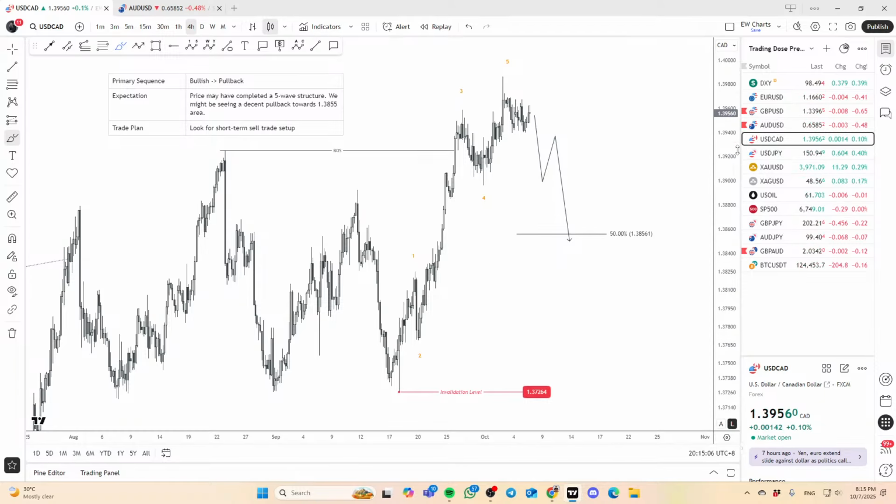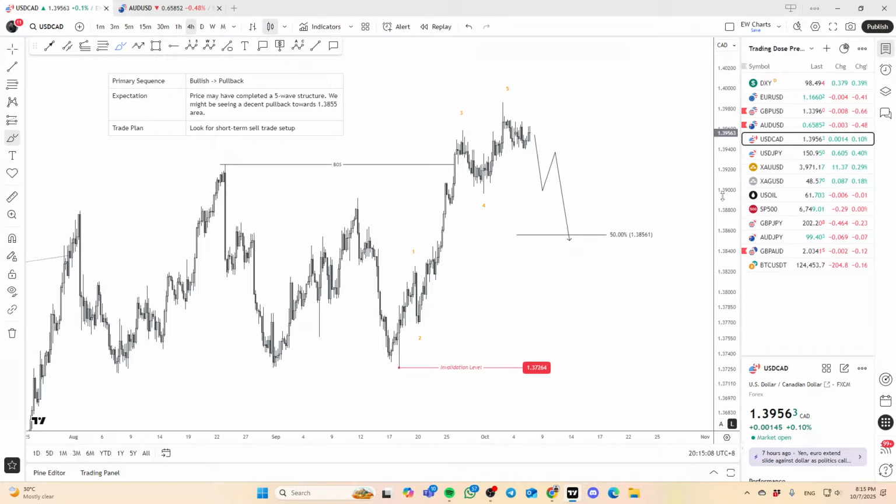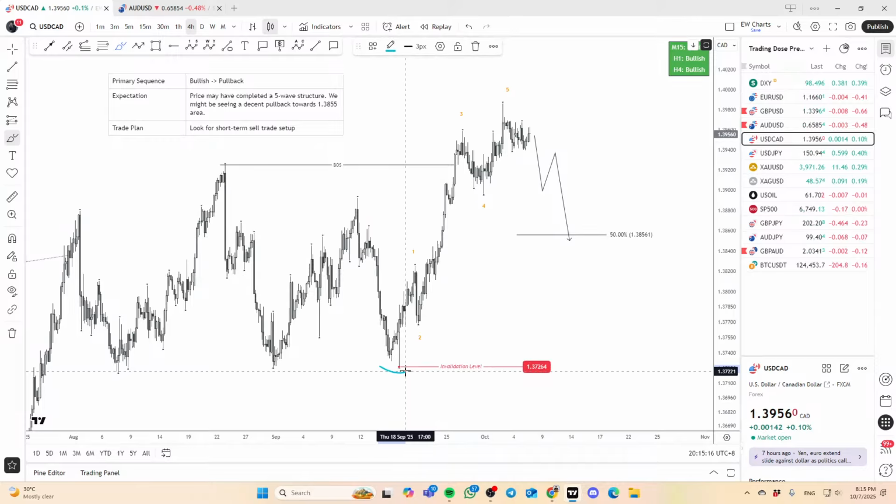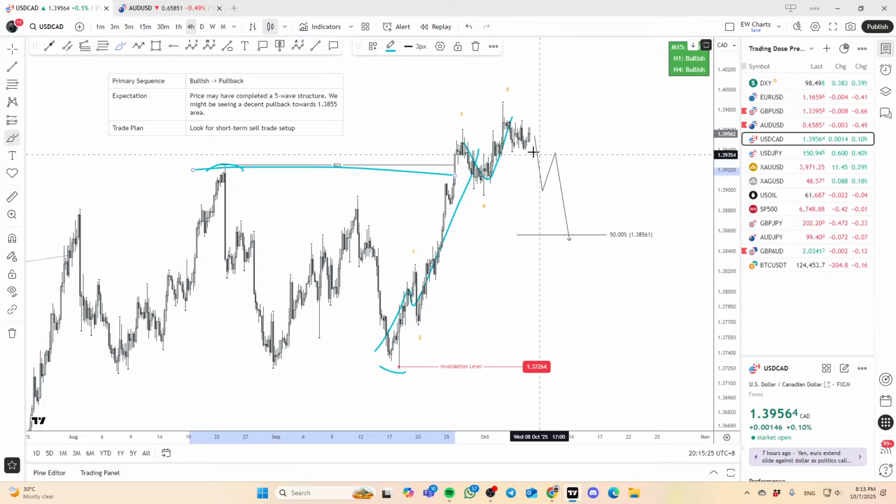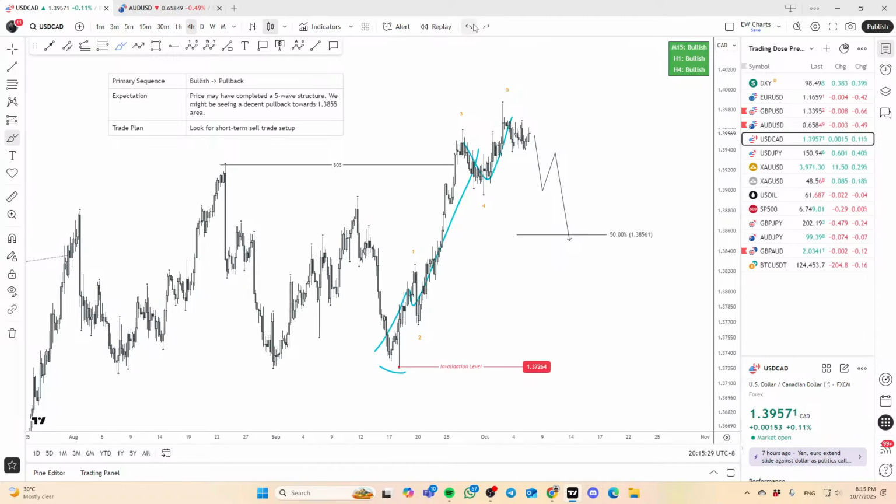Dollar Canadian. From an Elliott wave perspective, I'm looking at it where we have this as a swing low, and then 1, 2, 3, 4, 5. Potentially the internal 5 wave has been completed. Price did break above that high as well, so I think the pullback would likely be the next development. For that very reason, I'm going to be patient for now, or even potentially look for a short-term sell.